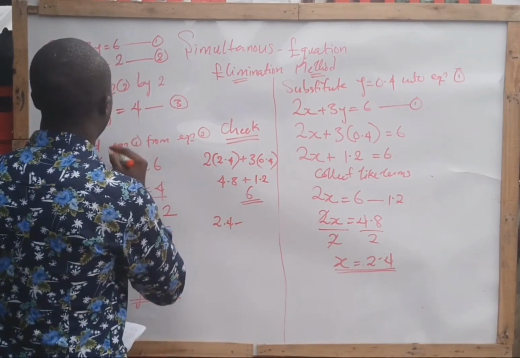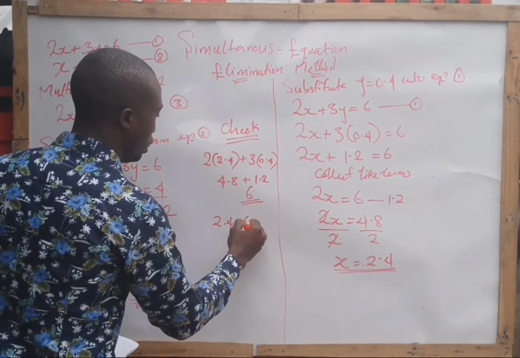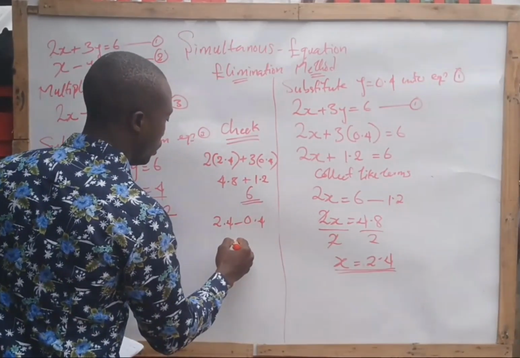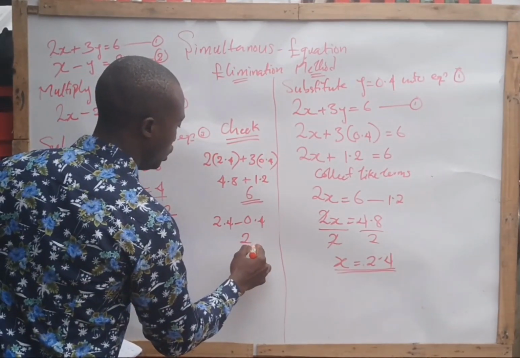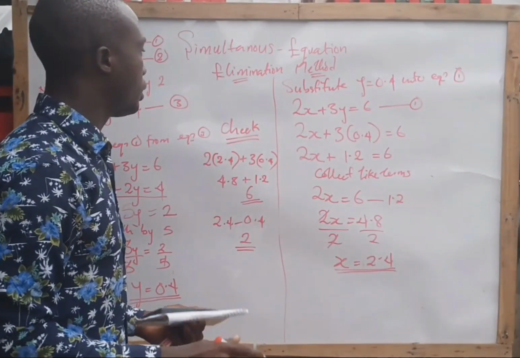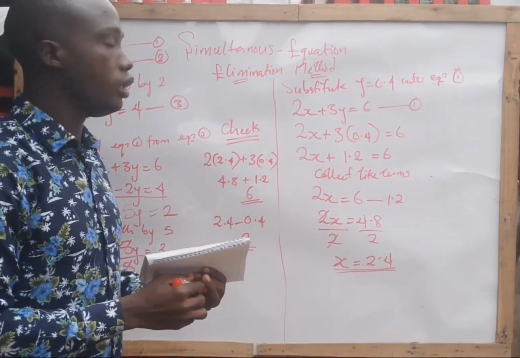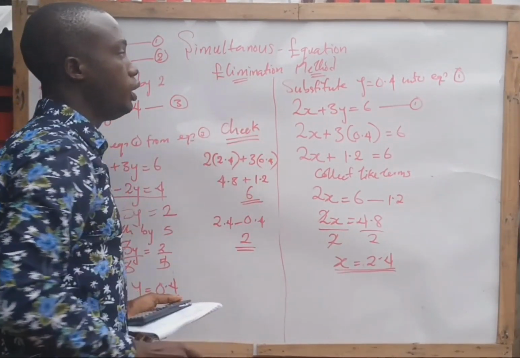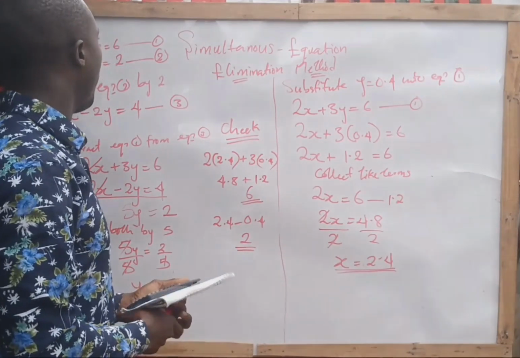2.4 minus our y is what? 0.4. Definitely the final answer is 2, which tells you that our solution is correct. So this is how the elimination method is worked.